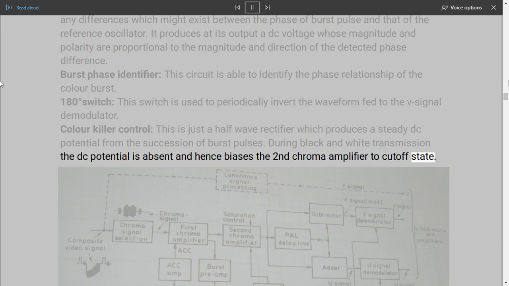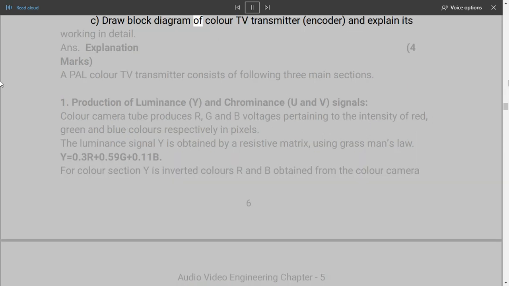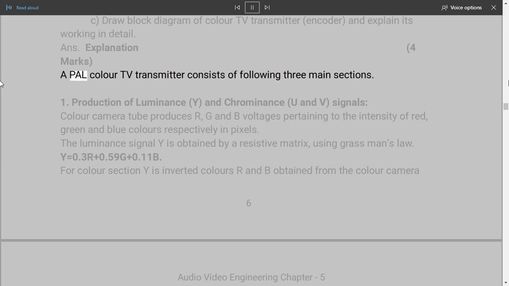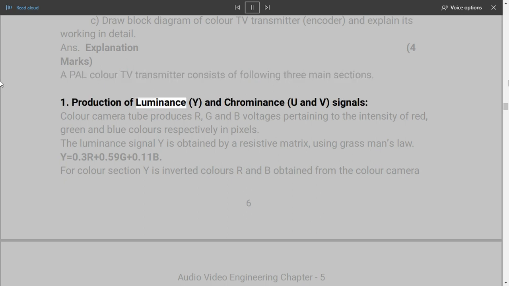C. Draw the block diagram of a color TV transmitter, encoder, and explain its working in detail. Answer: explanation, 4 marks. A PAL color TV transmitter consists of the following three main sections. 1. Production of luminance, Y, and chrominance, U and V, signals.